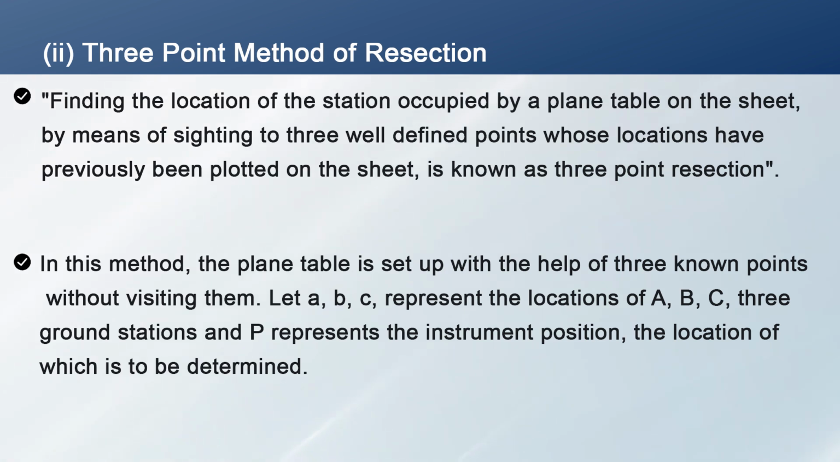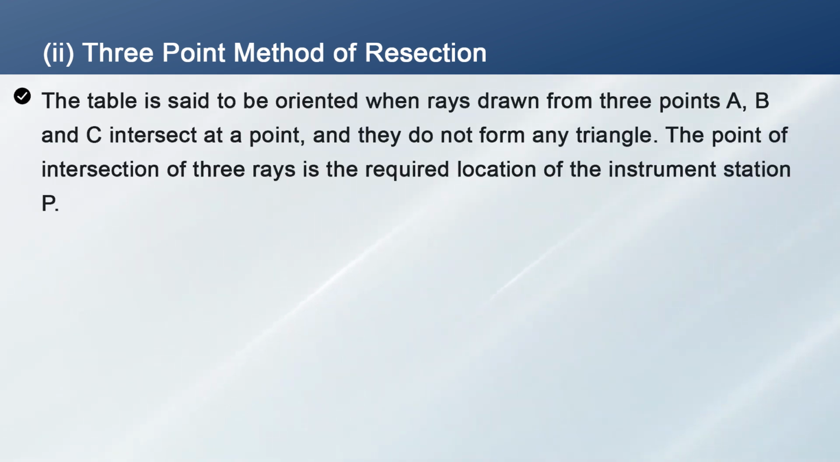Let small a, b, c represent the locations of capital A, B, C, the three ground stations, and P represent the instrument position, the location of which is to be determined. The table is said to be oriented when rays drawn from the three points A, B and C intersect at a point and do not form any triangle. The point of intersection of the three rays is the required location of the instrument station P.